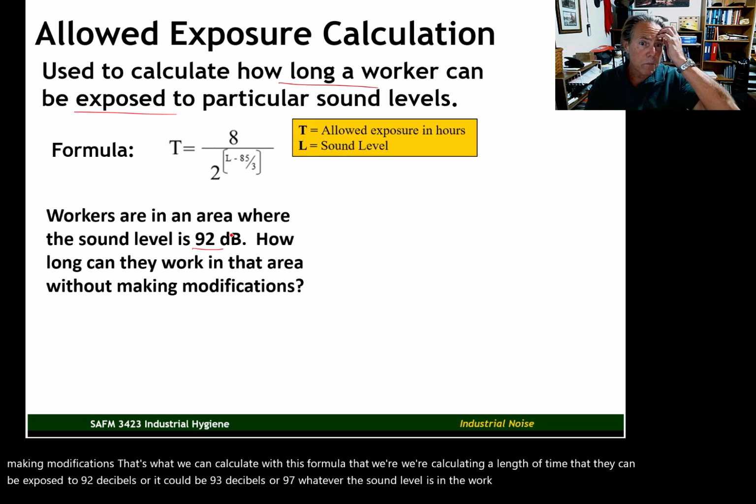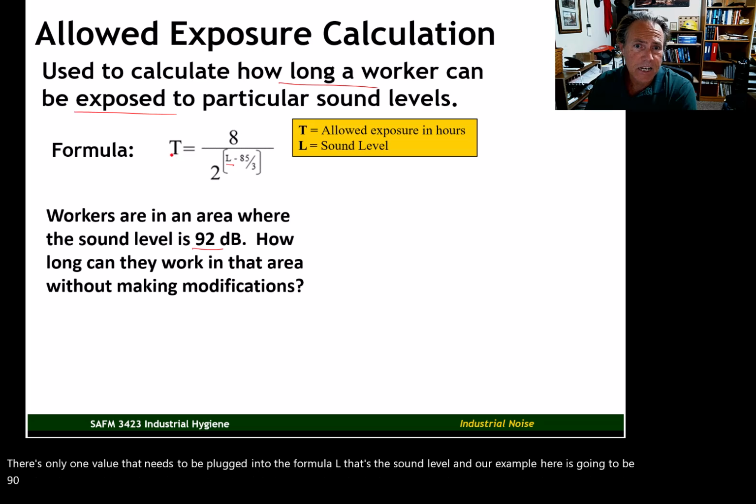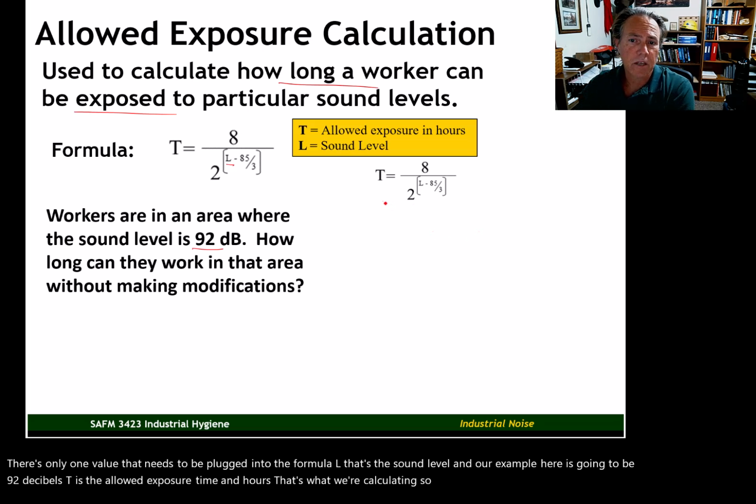Let me back up here and talk a little bit about the formula. There's only one value that needs to be plugged into the formula. L, that's the sound level. In our example here, it's going to be 92 decibels. T is the allowed exposure time in hours. That's what we're calculating.